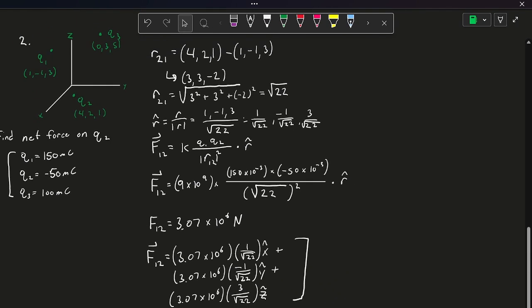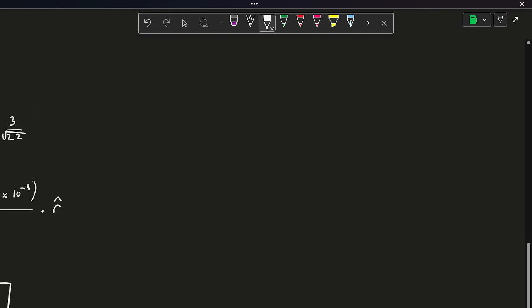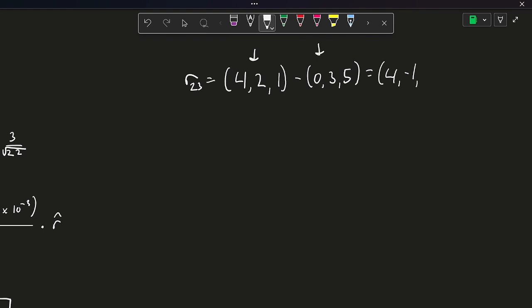Now we need to find F23. And it's going to be the exact same process. So first we need to find our R. R is going to be equal to, let's write a 2, 3 under it, 4, 2, 1 minus 0, 3, 5. Again, these are our coordinates for Q2 and Q3. Subtracting them, we're going to get 4, negative 1, and negative 4.